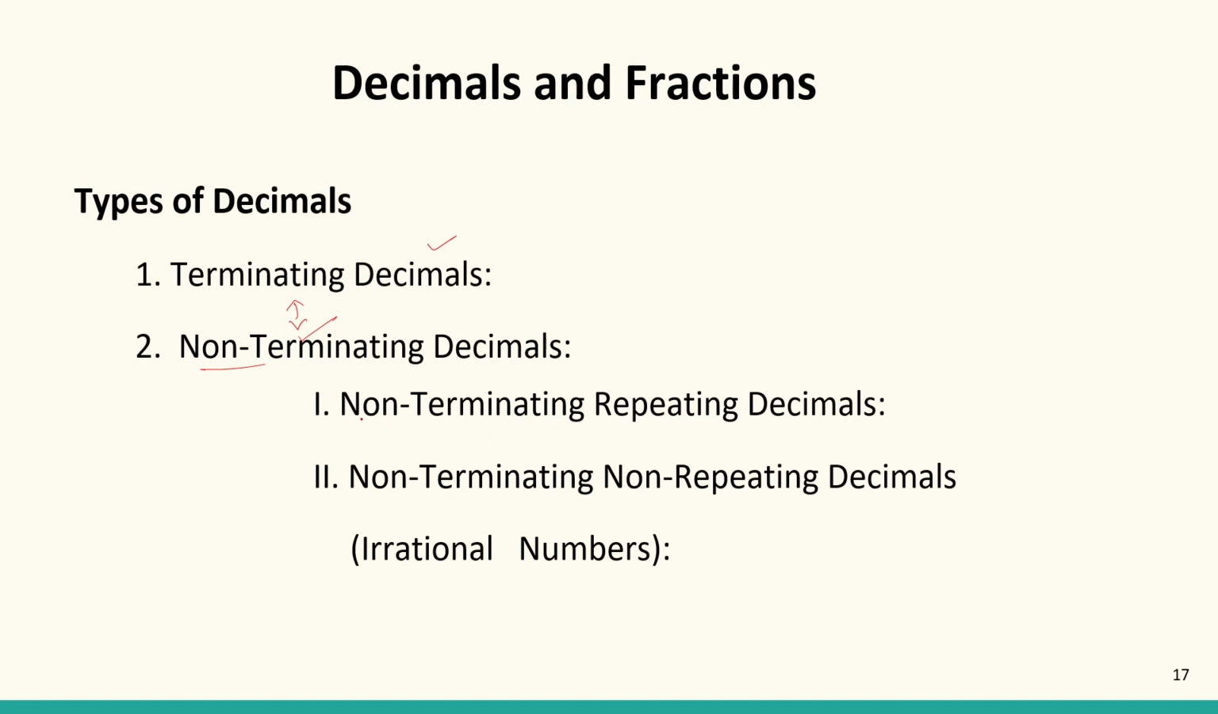Just mind your terms here, that is non-terminating repeating decimals and non-terminating non-repeating. Here it was only repeating, here it is non-repeating. We'll see the difference between these two decimals. The second kind is also called the irrational numbers. We'll see each one in detail.